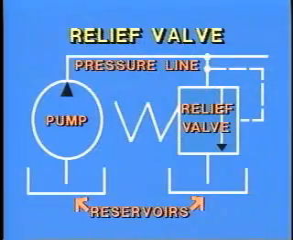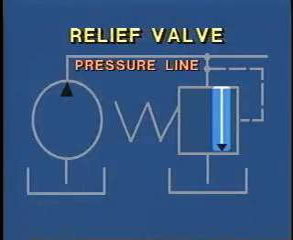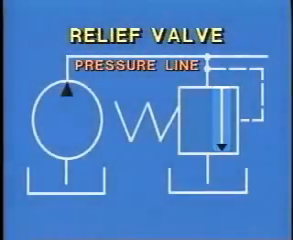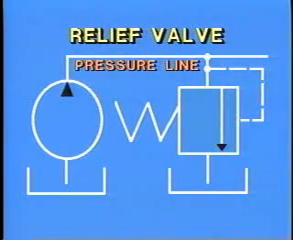In this example, a relief valve is shown as a normally closed symbol connected between the pressure line and the reservoir. The flow direction arrow points away from the pressure line port and toward the reservoir. This shows very graphically how a relief valve operates.